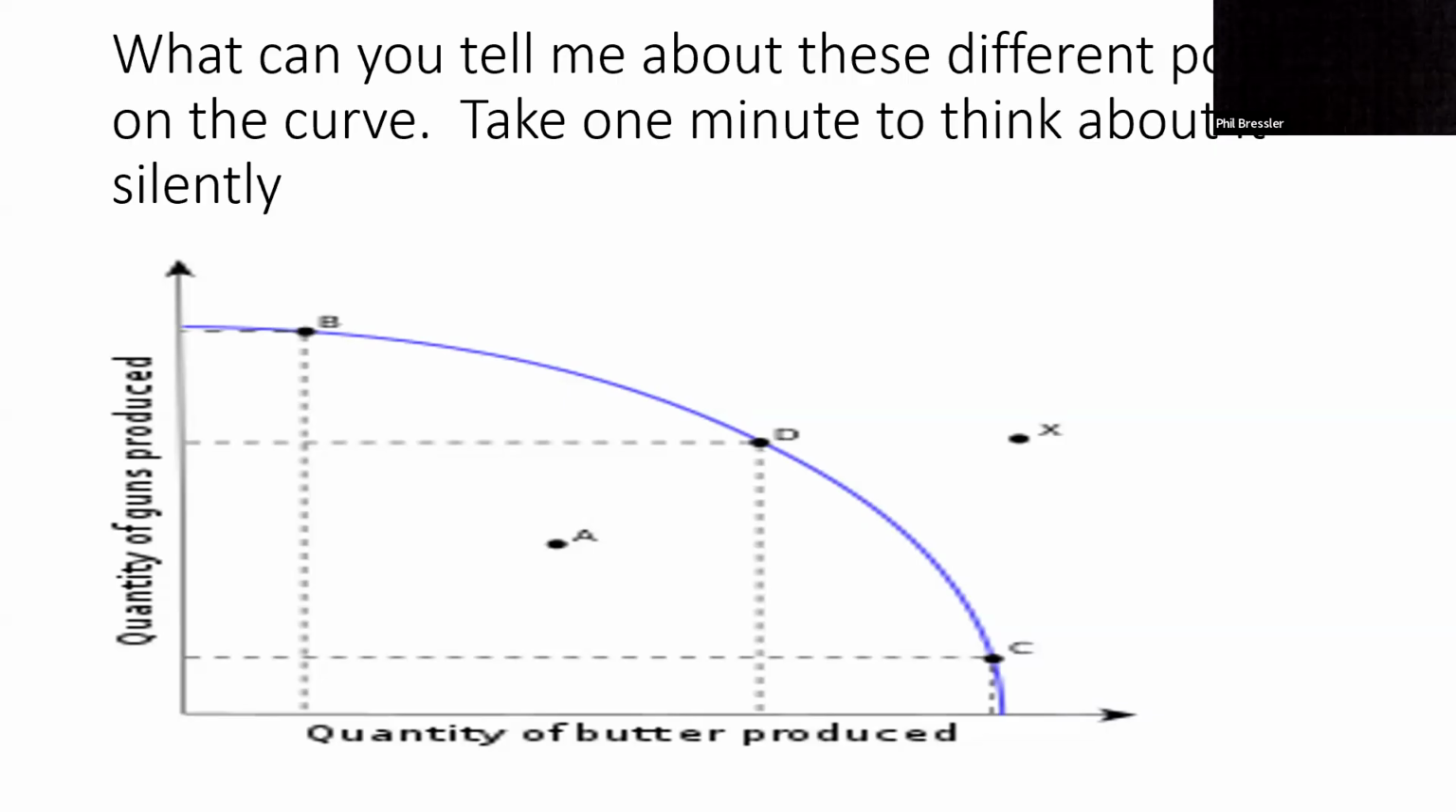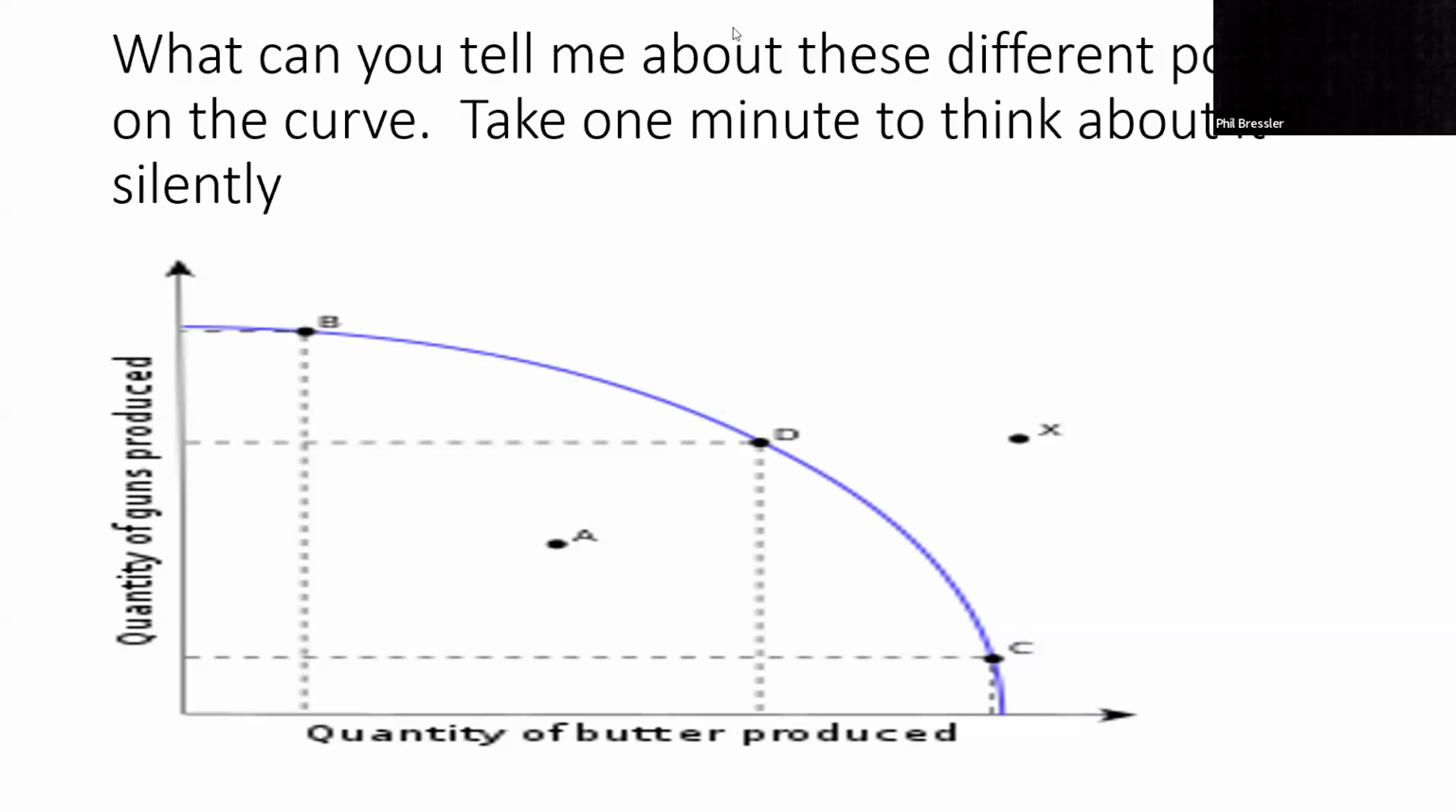Okay, can anyone type in and tell me what A represents in this production possibilities curve? Inefficient, okay, inefficient use of resources. Excellent. So if you're in A, you're in a recession, you have high unemployment, you're not using your resources efficiently.